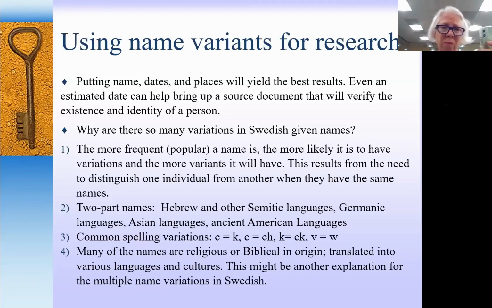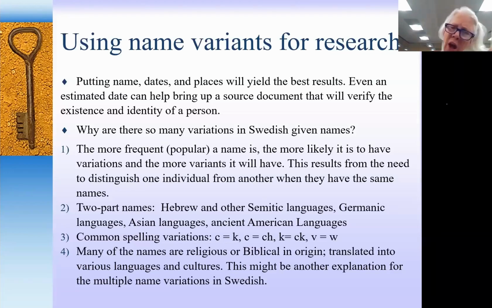And this results from the need to distinguish one individual from another when they have the same or similar names. And then we have the role of two-part names from Hebrew and other Semitic languages of the Bible. Germanic languages also have two-part names. Asian languages have compound names. I had a neighbor named Mei Lin, which meant beautiful flower, I think.